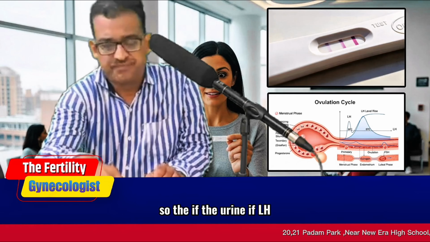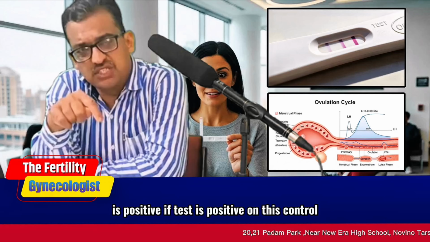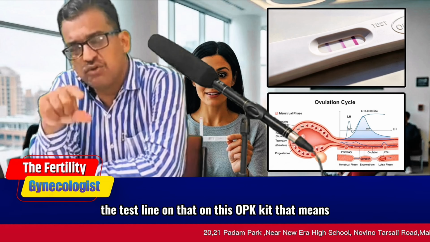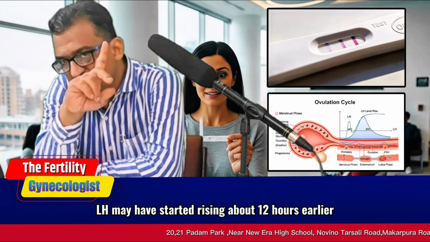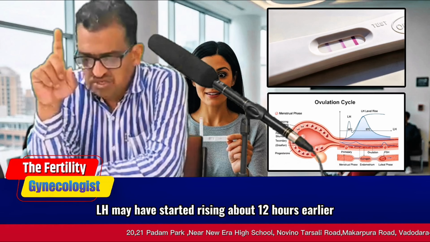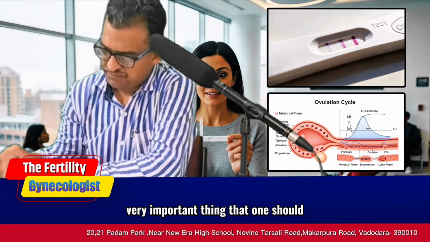So if the test is positive on the test line versus the control on this OPK kit, that means LH may have started rising about 12 hours earlier. That is the very, very important thing that one should keep in mind.